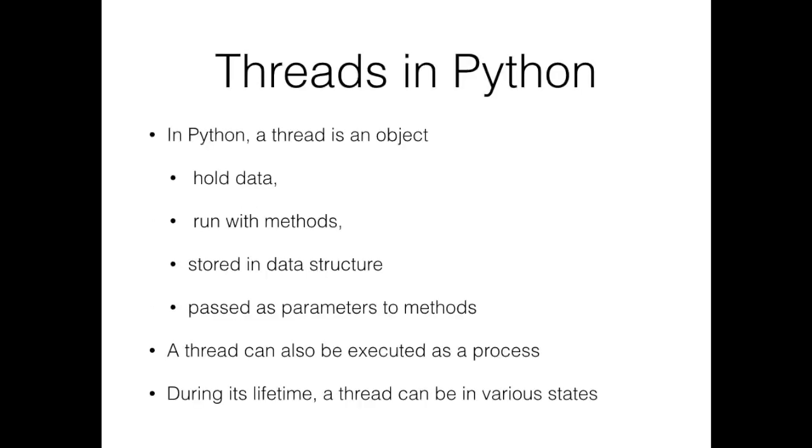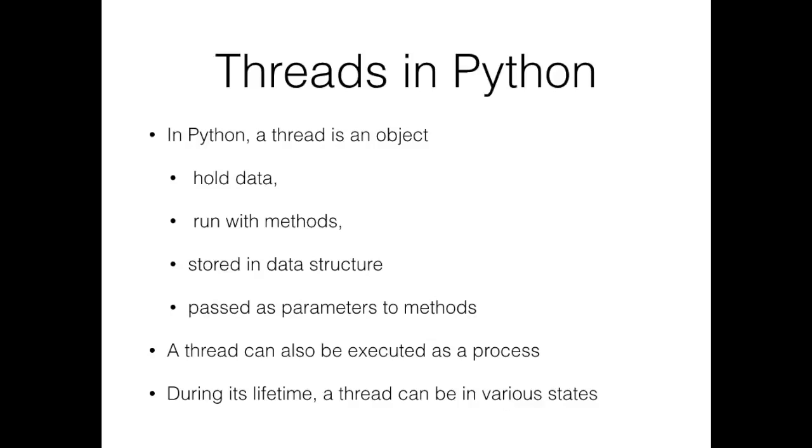Now let's talk about threads in Python. In Python, a thread is an object like any other object that can hold data. This object can also be used to run with methods. The object can also be stored in data structures, and it can be passed as a parameter to methods. Also in Python, a thread can be executed as a process.